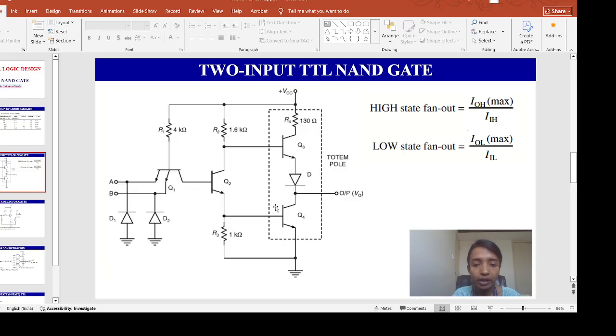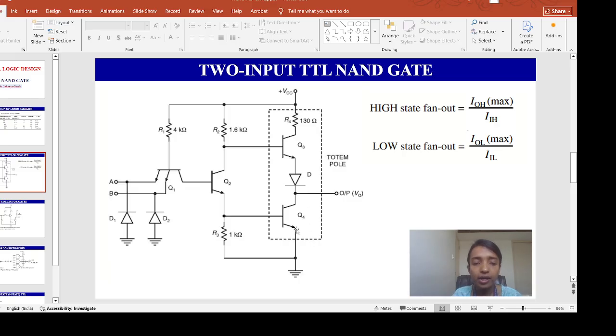So when Q4 is off, no current flows through it, but the stray and the output capacitances between the output terminal, that is the collector of Q4, and the ground get charged to this voltage.